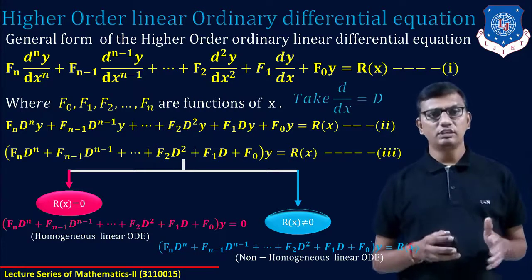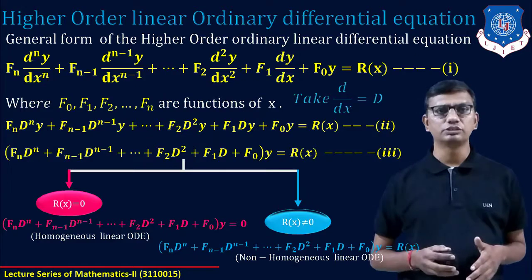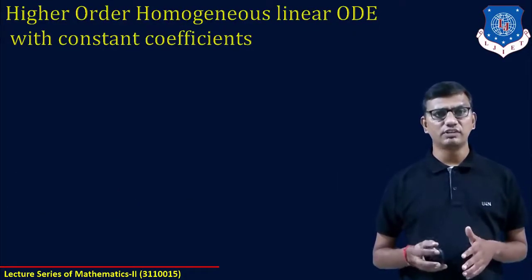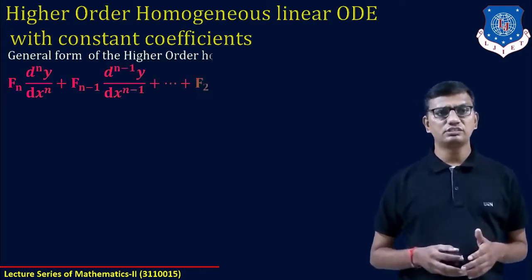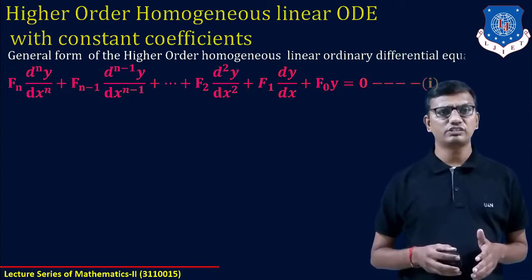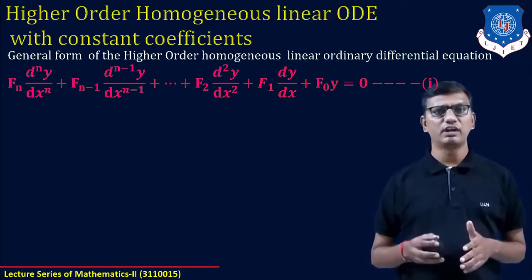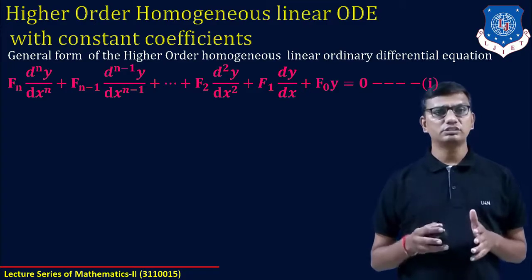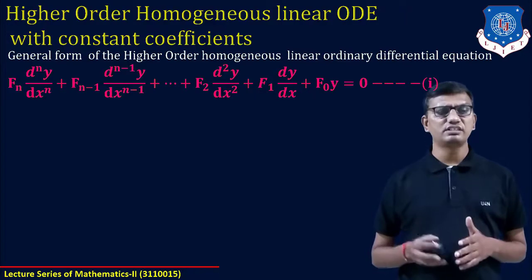First of all, we will see the homogeneous linear differential equation and its solution. Let us start with the homogeneous linear differential equation with constant coefficient. So here our differential equation is fn d^n y/dx^n up to f2 d²y/dx² plus f1 dy/dx plus f0 y equal to 0. Call it equation number 1. It is a homogeneous linear differential equation because r(x) is 0. That means right hand side is 0.